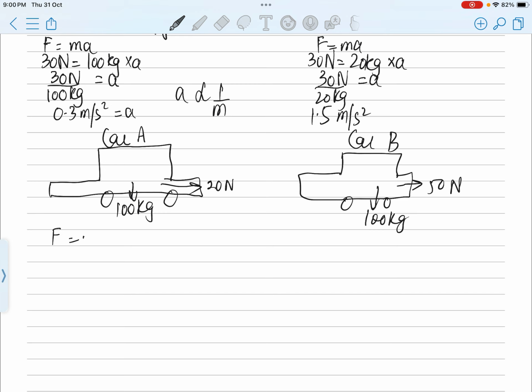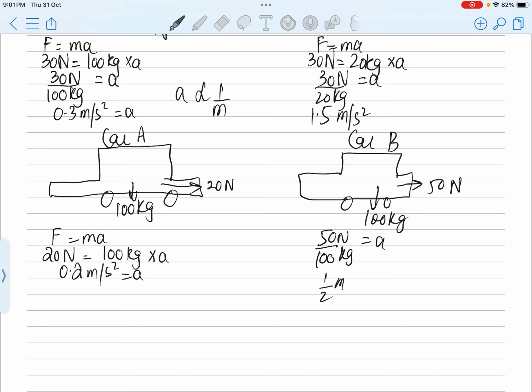F equals ma. F is 20 Newton, m is 100 kg times a. So it would be 0.2 meter per second square over here, the acceleration. But over here 50 divided by 100 would be your acceleration. So it will be 1/2 meter per second square. So acceleration is directly proportional to resultant force.